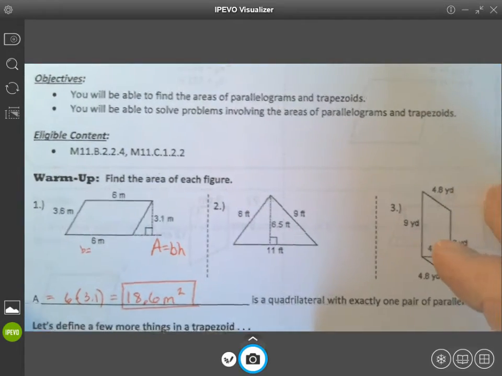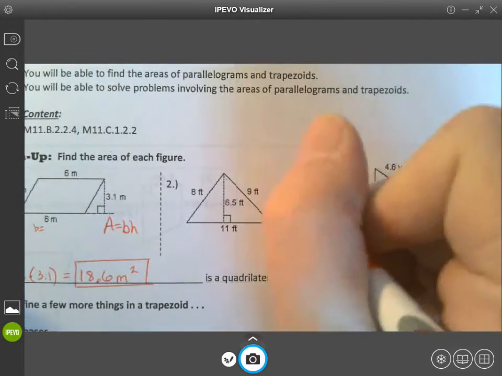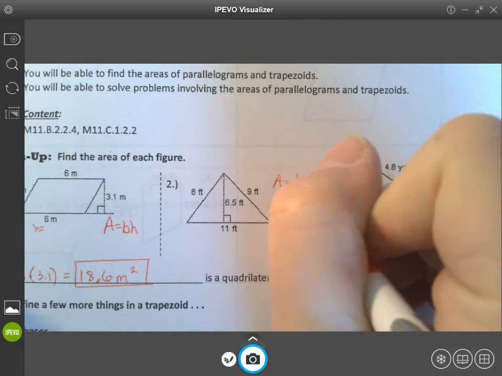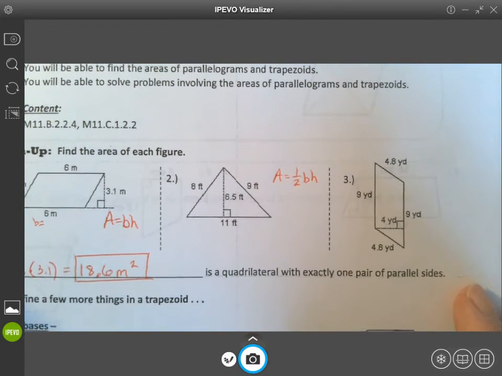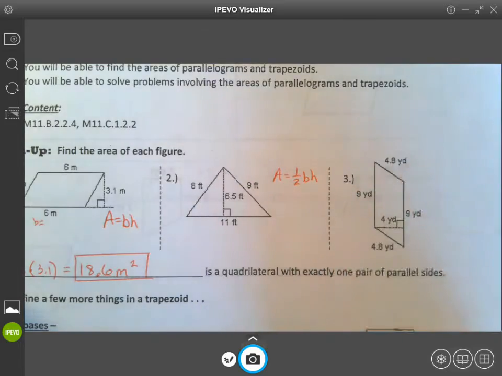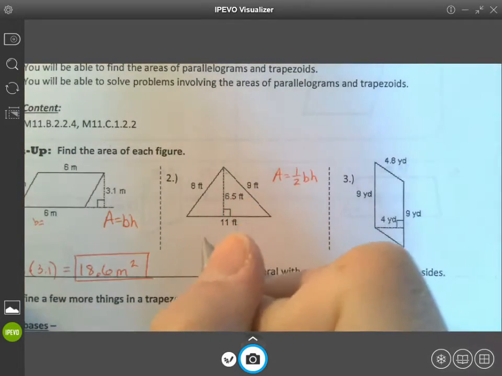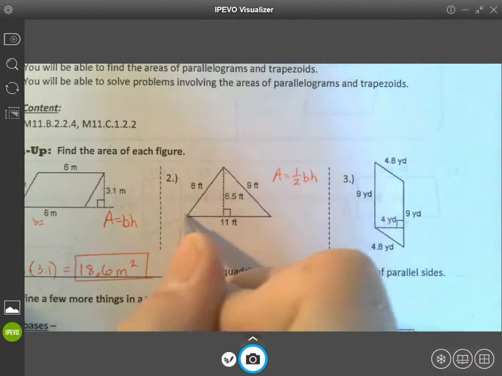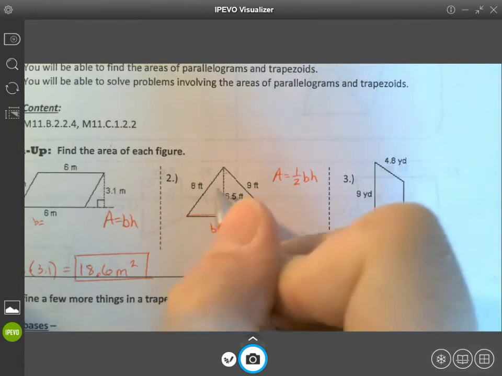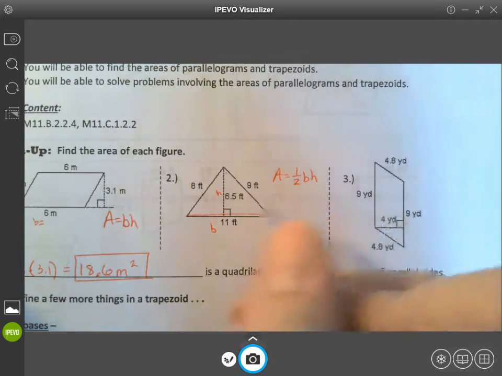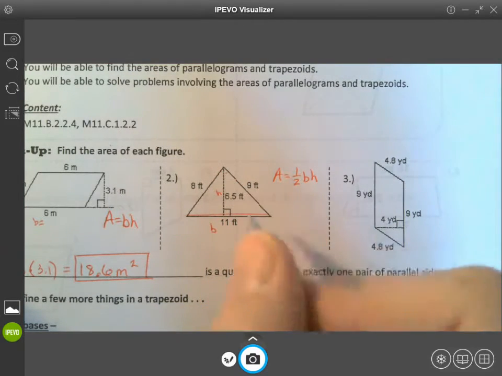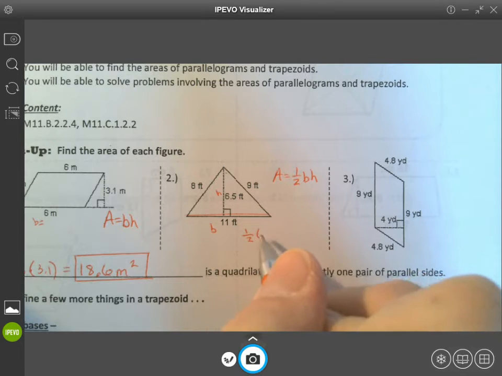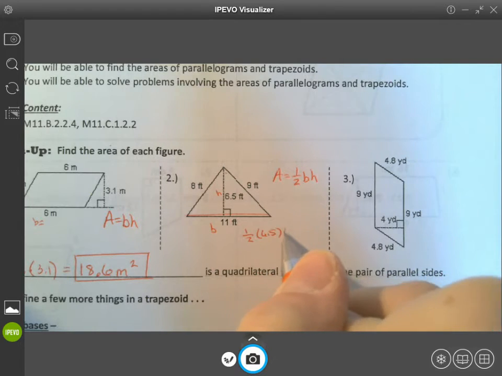All right, what is the formula for the area of a triangle? Well, that formula is 1/2 base times height, and you have those yellow formula sheets to be referencing. So 1/2 base times height. The base here is 11, and the height is 6.5. So I'm not using the sides of the triangle. So it is 1/2 of 6.5 times 11.